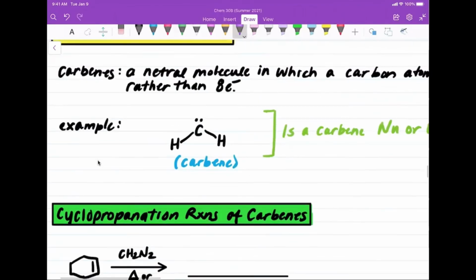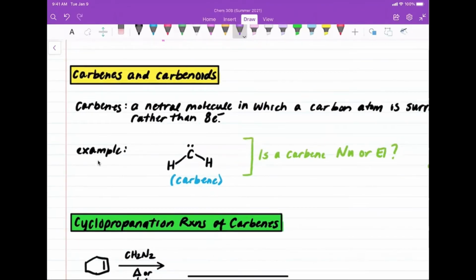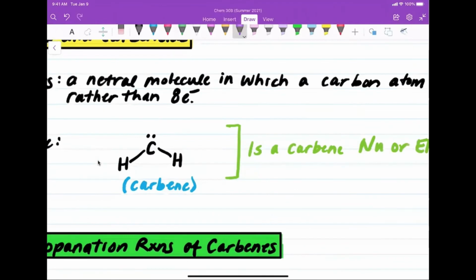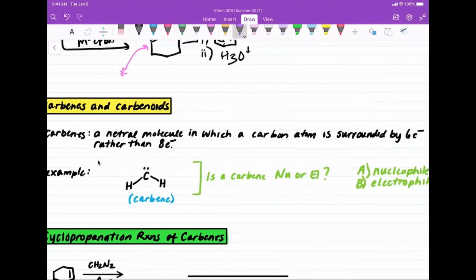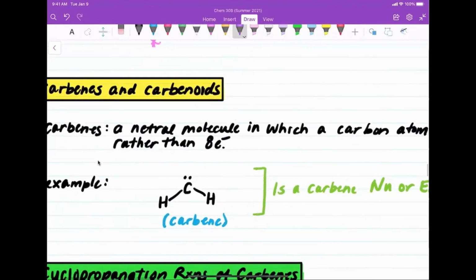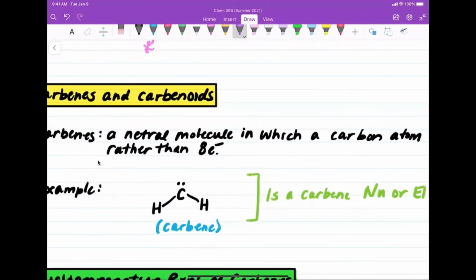Okay, so carbenes. If you look at the structure of a carbene, the carbene basically has two bonds to it and then one lone pair of electrons. What is just your gut instinct? Is this a nucleophile or an electrophile if you look at this carbene? Yeah, don't think too hard. Just what do you see? What does it look like? Yeah, it looks like a nucleophile to me.